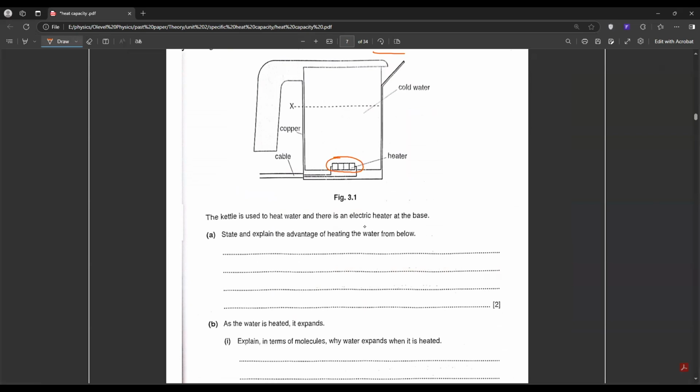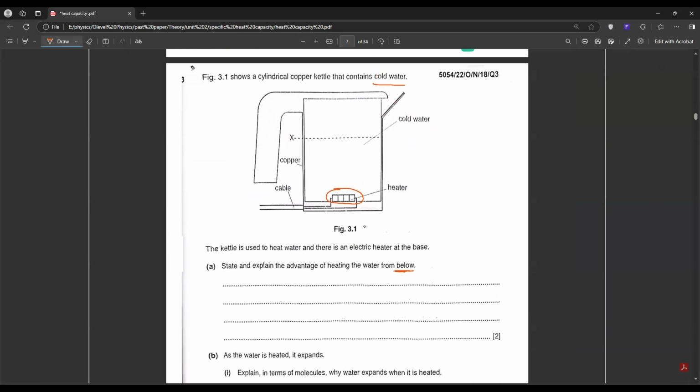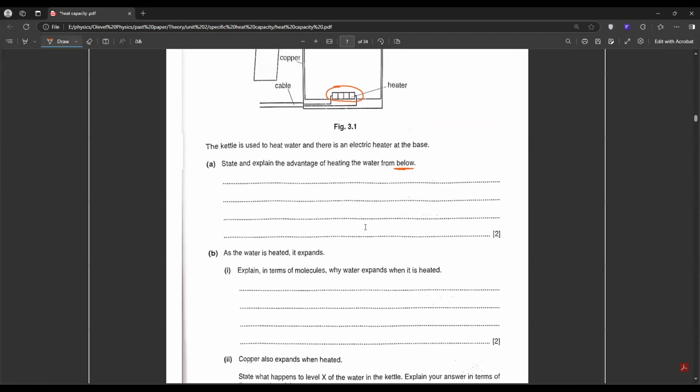State and explain the advantage of heating the water from below. Why have we kept the heating element at the bottom? Very easy to answer. What will you say? Since the heater is at the base, hot, less dense air rises and cooler, denser air, not air, I guess.